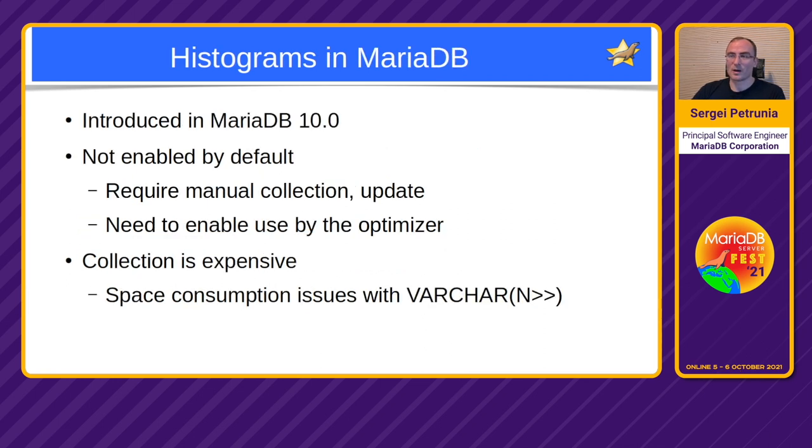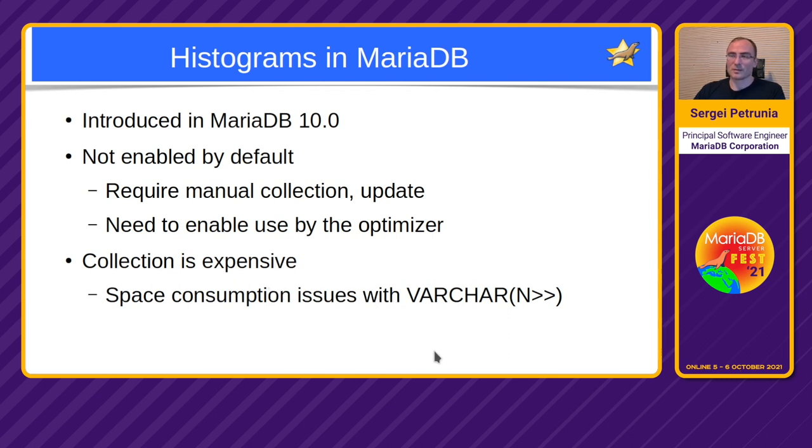Histograms in MariaDB were actually introduced quite a while ago in MariaDB 10.0. They weren't enabled by default. You needed to manually collect them, update them. And you also then needed to enable their usage by the optimizer. And the collection of the histogram was expensive, because there were space consumption issues with big varchar columns.